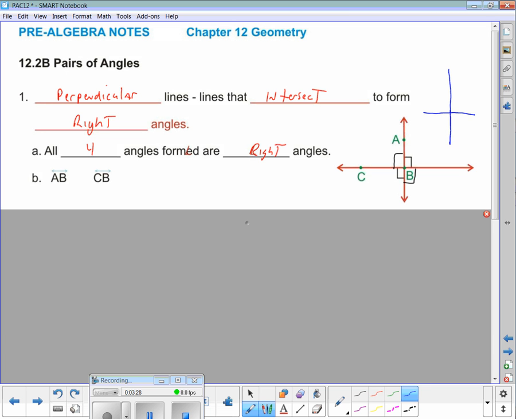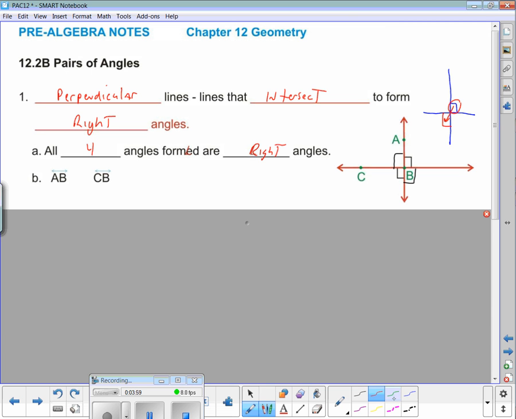Usually you'll only see one right angle symbol. And here's why. We already learned about vertical angles. Isn't this angle here the vertical of that one? And we learned vertical angles are congruent, meaning they have the same measure. So if this top angle is a right angle, then this angle here must also be a right angle. Has to be. They're vertical angles, they have the same measure.